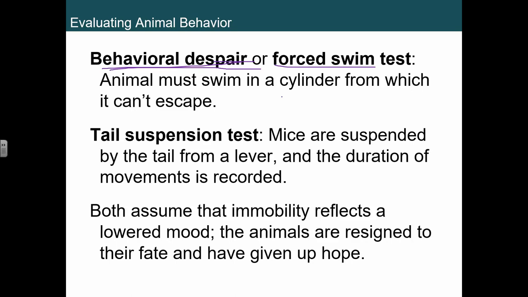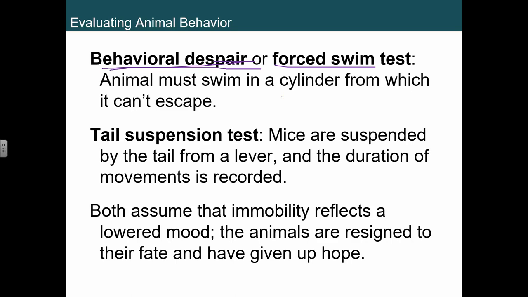If you think about people who are depressed, what do they often do? Like, "I'm not going to do that, that's too much effort." And so they end up just kind of sitting on their couch or whatever. Rats will do the same thing. If a rat's depressed, it'll stop swimming sooner than a rat that's not depressed, right?